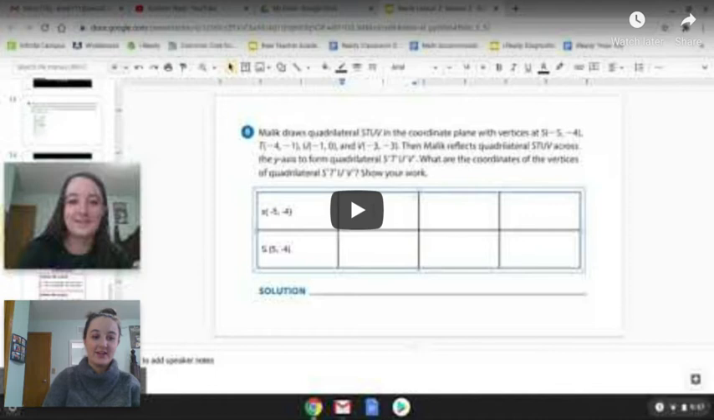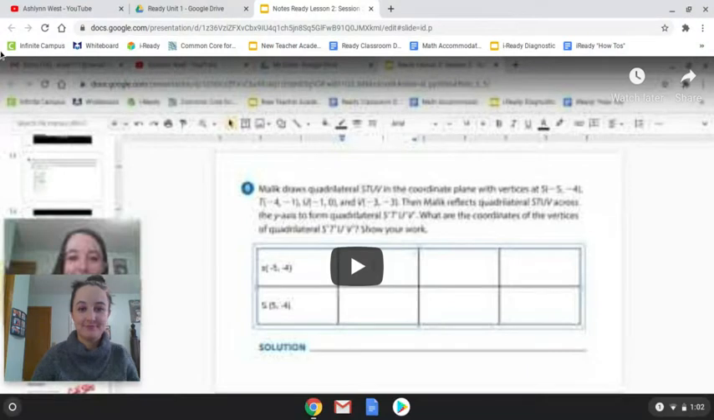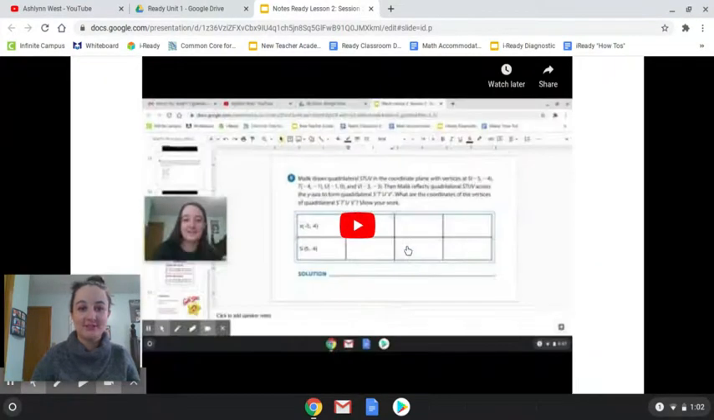So that's how you do that problem. So again, that's when you reflect over the y-axis.